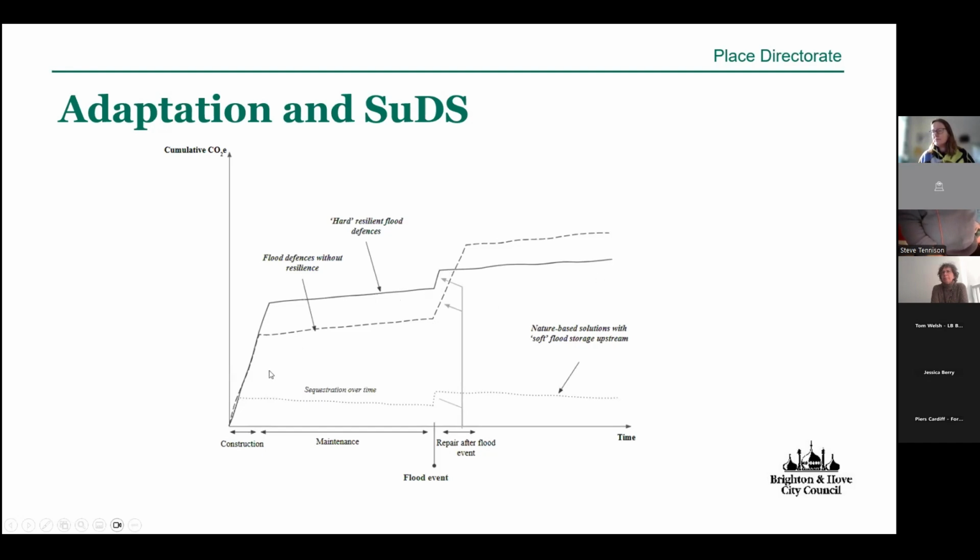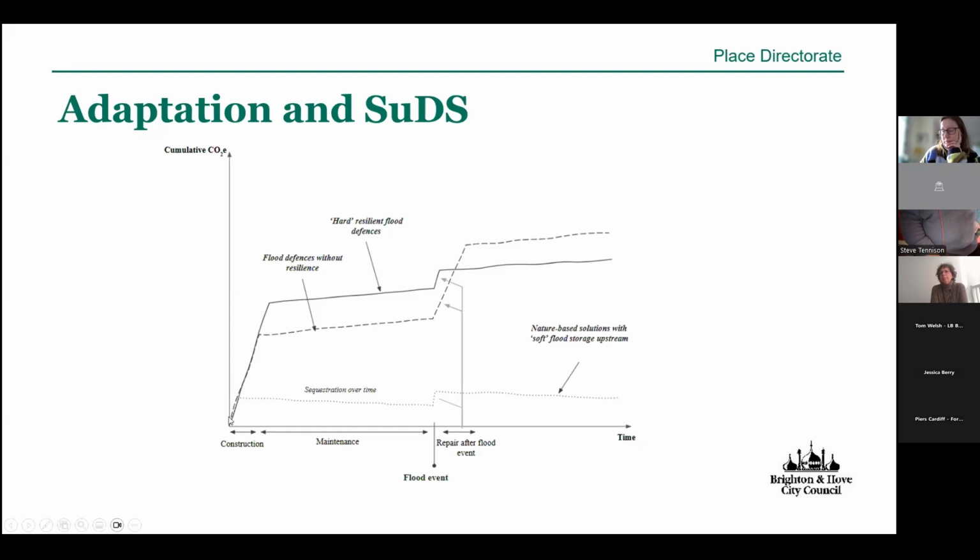We could also not put in such resilient flood defences, ones that are not coping with the future effects of climate change. So we might still build whatever we're building, and might have to maintain it, but then when there is a flood, there's a lot more carbon that needs to be emitted in repairing it, and then we continue over time.